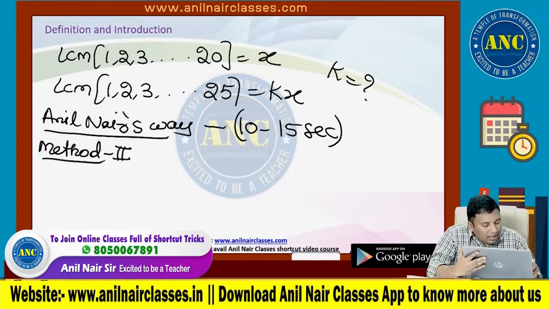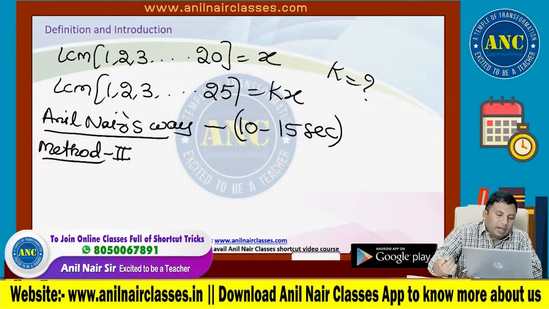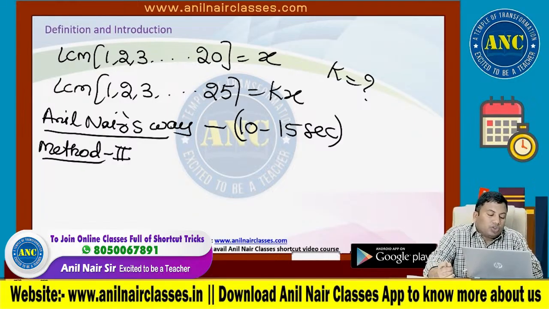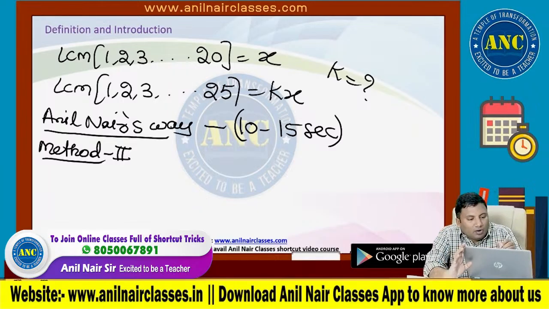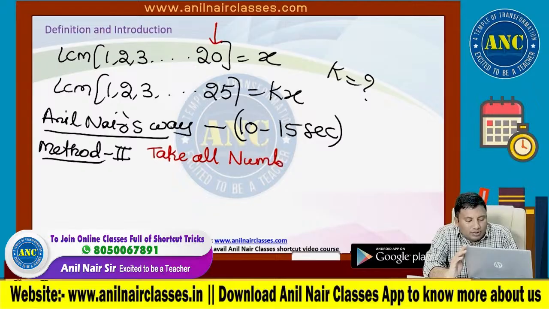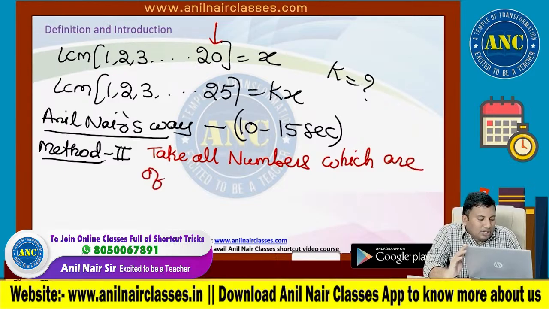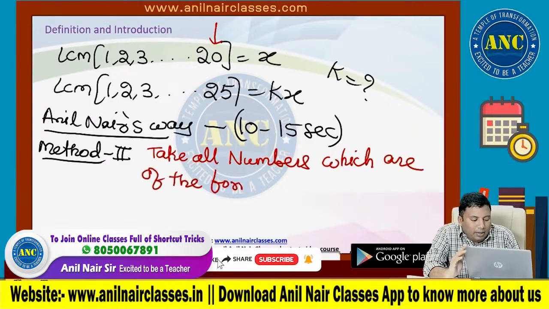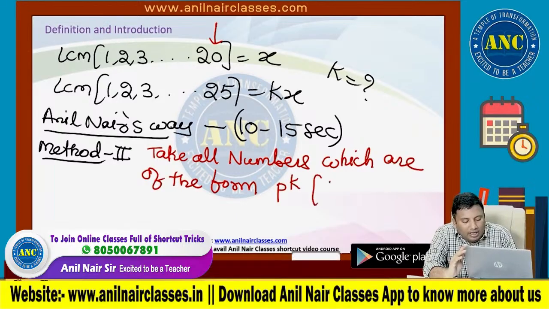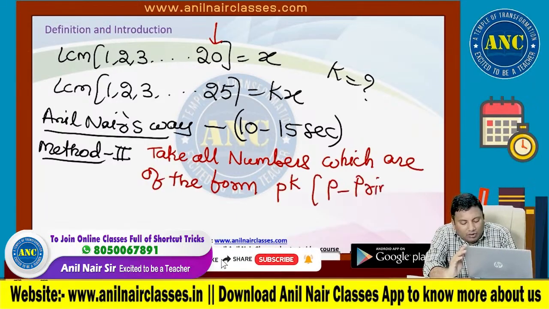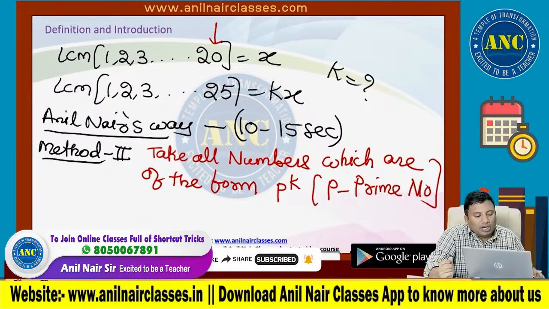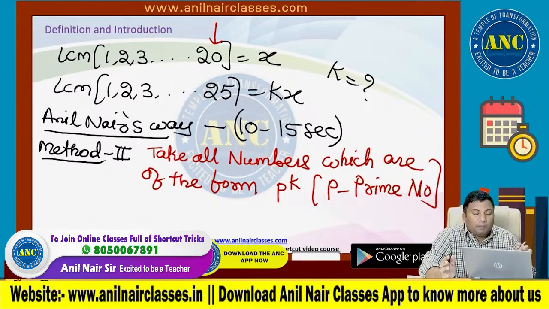Method 2. LCM of 1, 2, 3 till 20 is x. LCM till 25 is kx. Question is given till 20. Take all the numbers which are of the form p power k, where p is a prime number. Please write down this point.